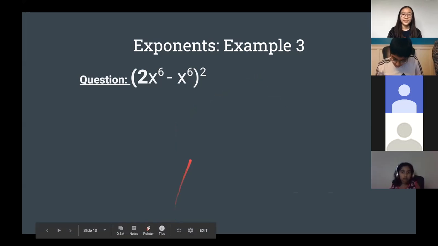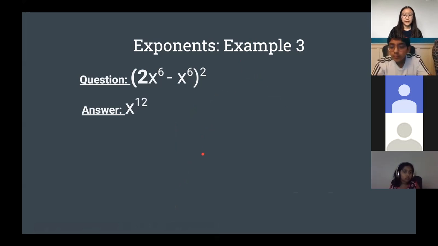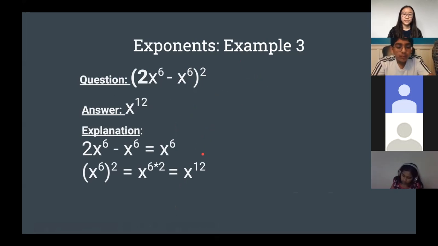All right, great job. It looks like a lot of you are getting it. The answer is x to the 12th power. That is because first you need to solve what's inside the parentheses, and you subtract 2x to the 6 minus x to the 6, which leaves you with just x to the 6th. Then you raise that to the second power, you multiply the exponents, and you get x to the 12th.